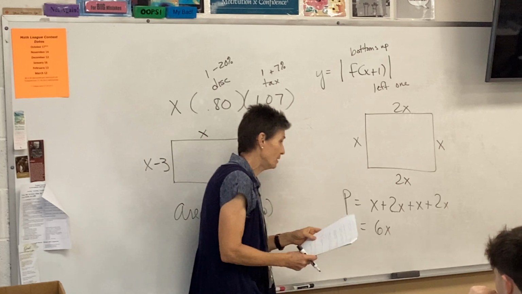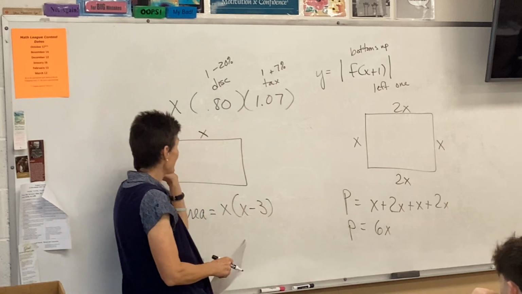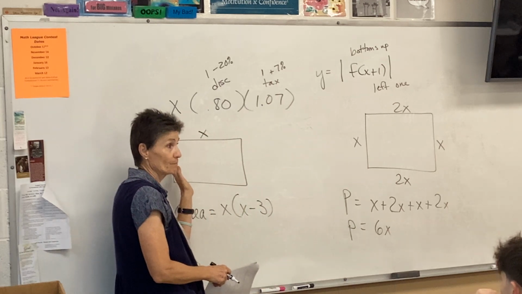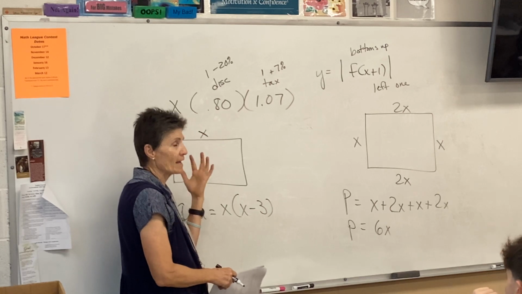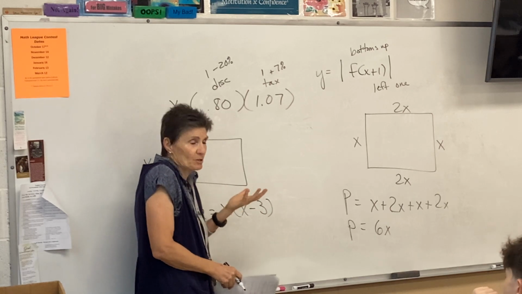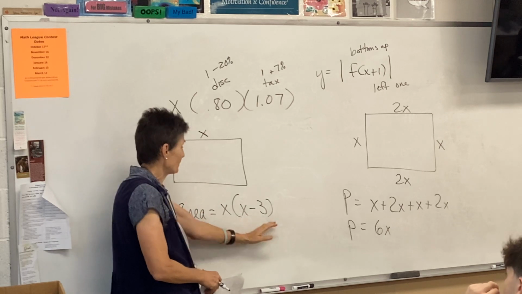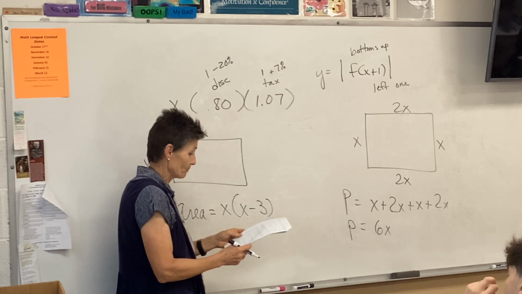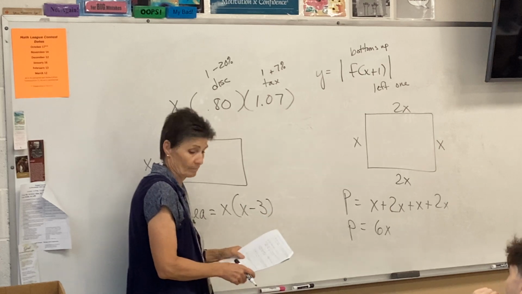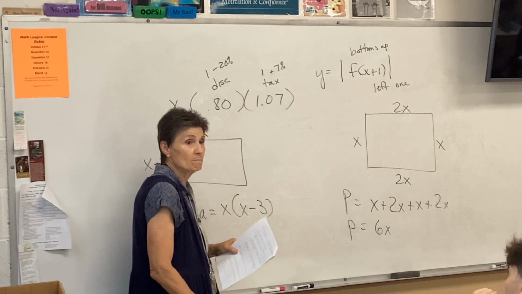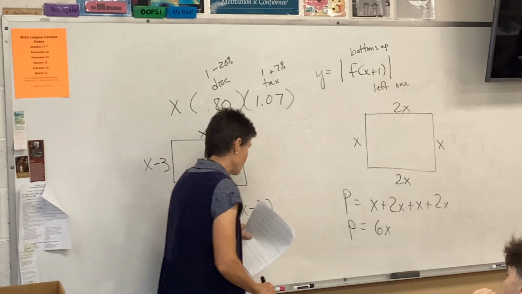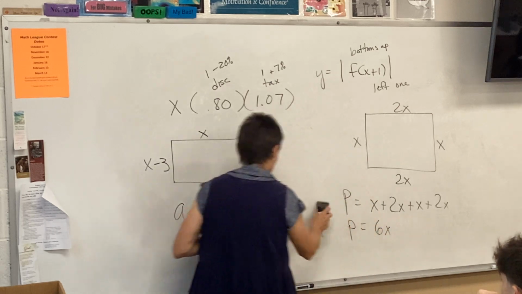So with these two rectangle problems, we had to let something be X. And there's really no rule for that. You make X whatever it seems like it should be for you, and then figure out what the other dimension is, and then do your area or perimeter. Good work. Okay? All right, let's look at number 2. Now we're actually going to do some problems.